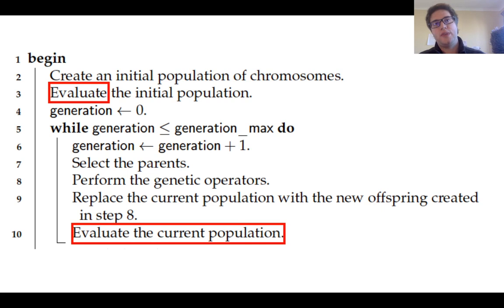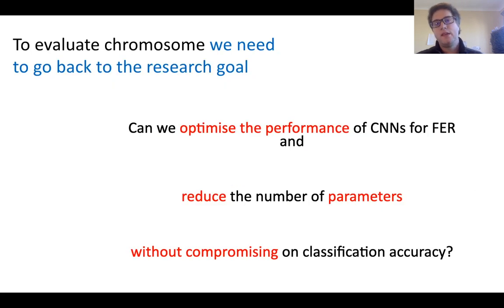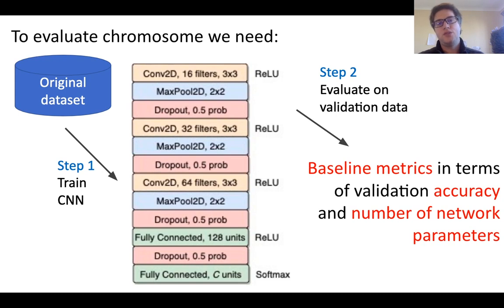So next, let's talk about evaluating the population, or evaluating a chromosome. To evaluate a chromosome, we have to go back to the original research question, which is about optimizing the performance of CNNs and reducing the number of parameters without compromising on the classification accuracy. So to do that, we need to first get a baseline metric.